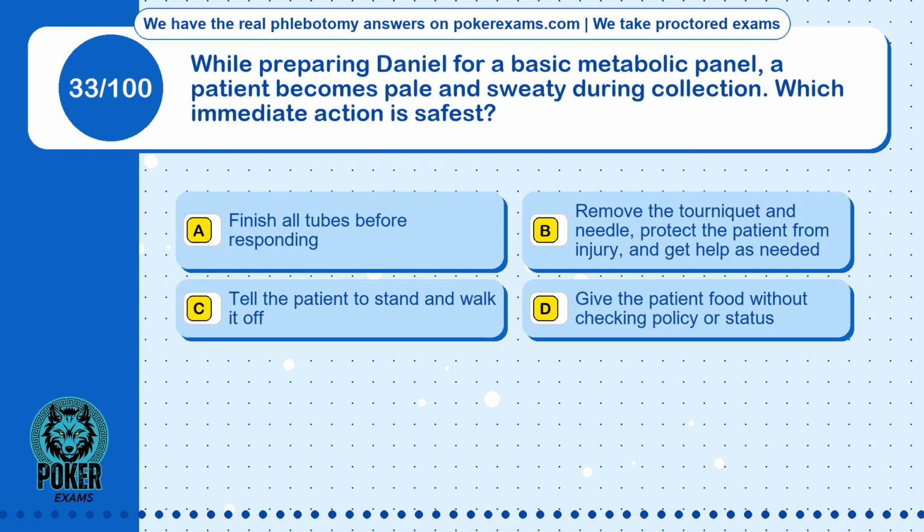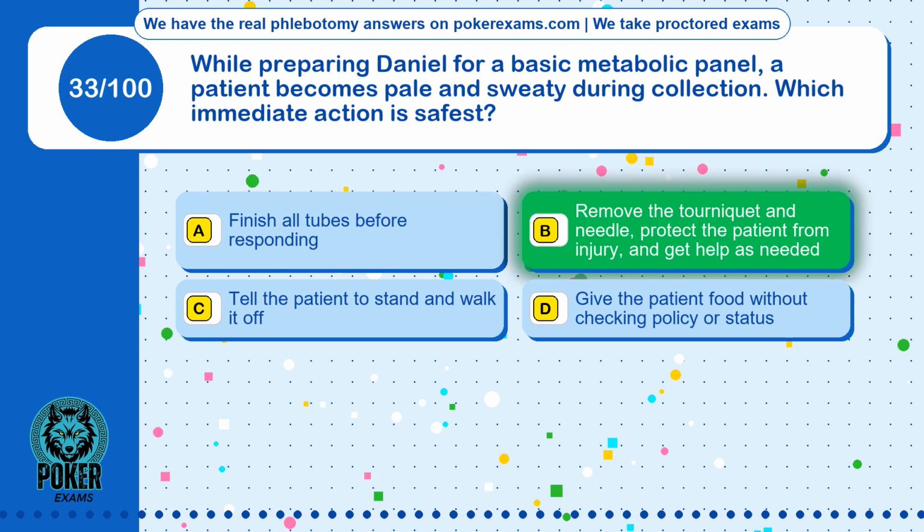Question 33. While preparing Daniel for a basic metabolic panel, a patient becomes pale and sweaty during collection. Which immediate action is safest? Option A. Finish all tubes before responding. Option B. Remove the tourniquet and needle, protect the patient from injury, and get help as needed. Option C. Tell the patient to stand and walk it off. Option D. Give the patient food without checking policy or status.